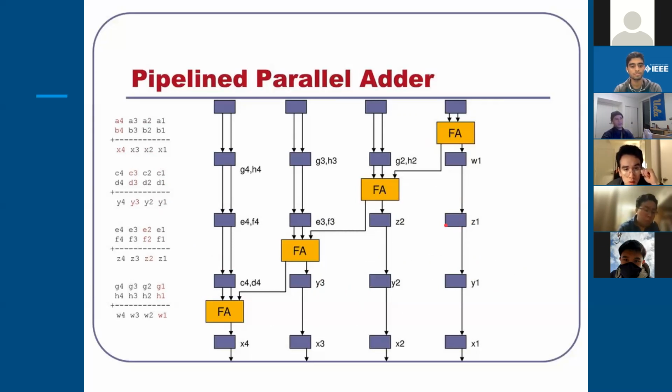So instead of waiting for all this time to process X all the way through, and then we have to wait to process Y all the way through, and then process Z all the way through, we get them on new clock cycles, which increases our throughput at the expense of our latency.